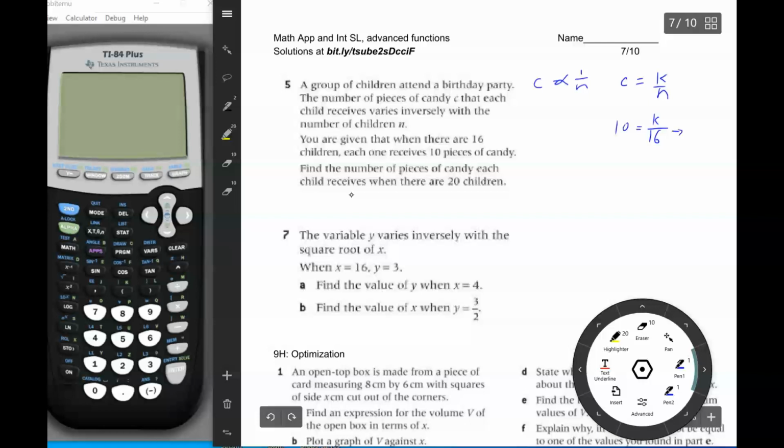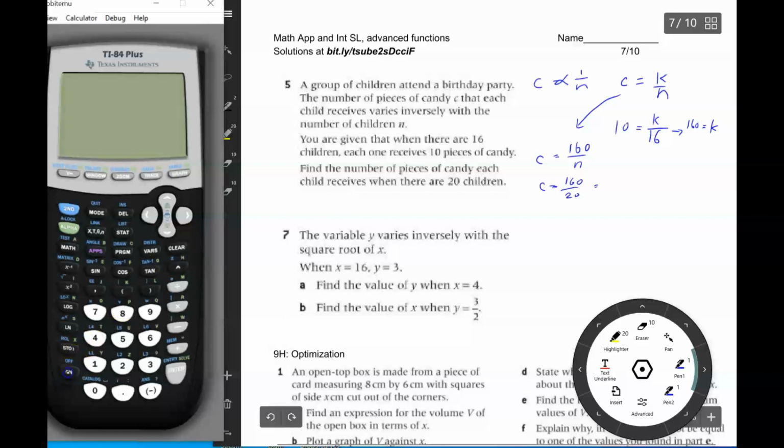We would multiply both sides by 16, and so we would find out that the K value that makes this relationship true is 160. Then we're going to rewrite the equation with our K value inserted, which will be 160 divided by N. Now when there are 20 children, we put N equals 20, and we find the number of candy related to 20 children, which would be 160 divided by 20.